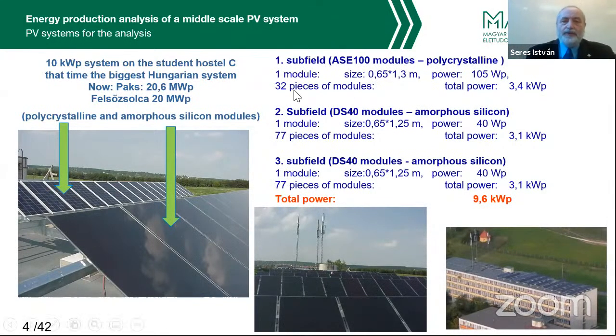First, let me show a few details about the system. Altogether, we have 150 square meters of modules. Most of them are Hungarian-made amorphous silicon Dunasolar modules, from a company that is not working anymore in Hungary, and a smaller fraction of the system is made of German polycrystalline modules. Here you can see some details about the size of the system and the numbers and the power.